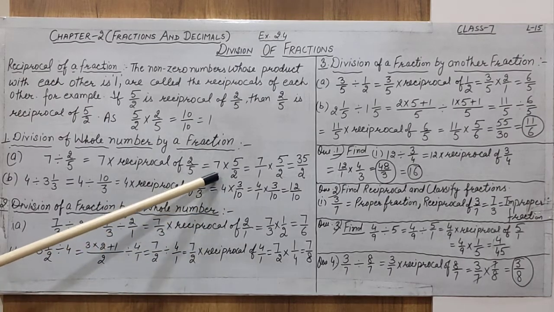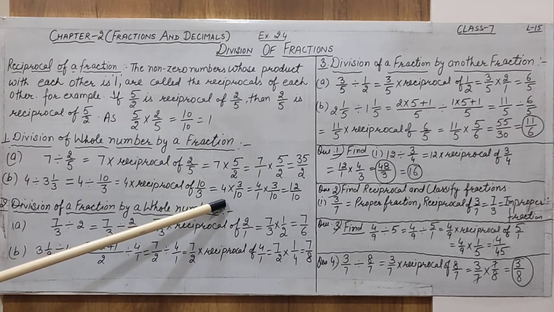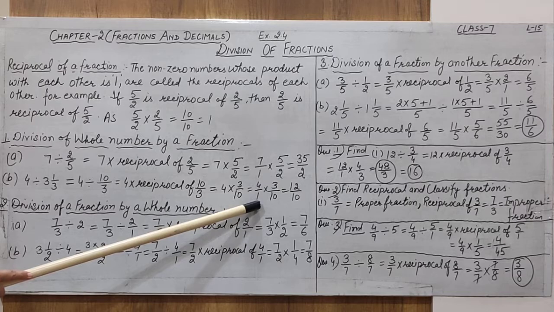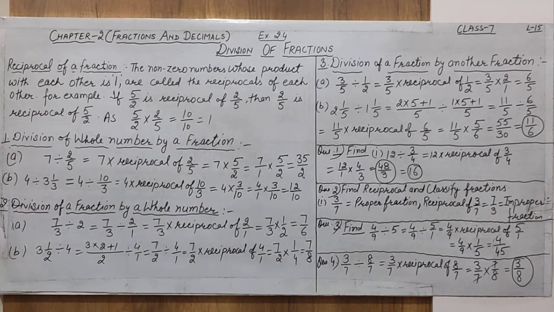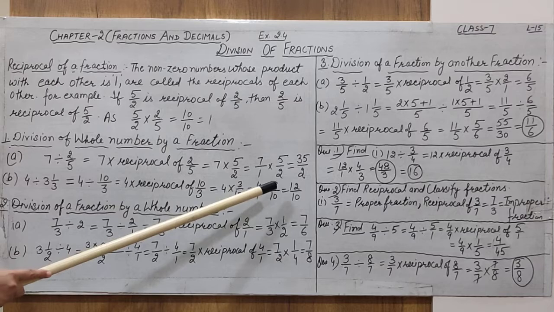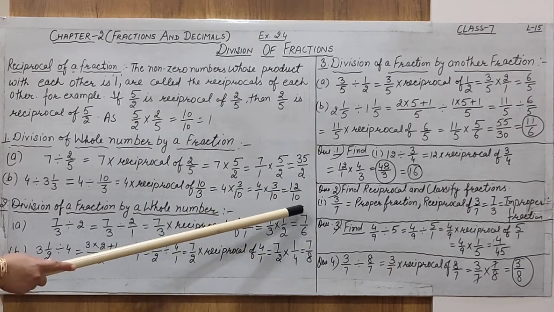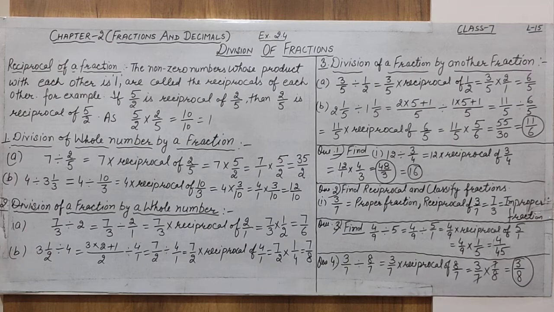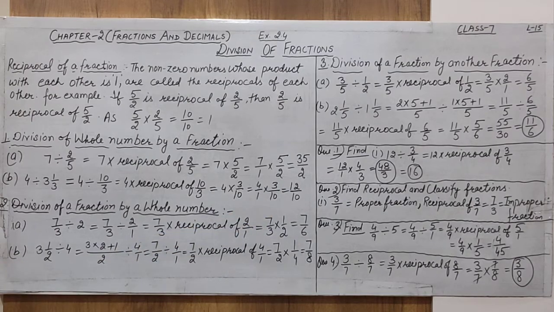Next step, as we have done in this question, the whole number is changed into a fraction with the help of 1. 1 can be placed in the denominator. Now the numerator is multiplied with the numerator when two fractional numbers are multiplied. 3 multiplied by 4 gives us 12 and 1 multiplied with 10 gives us 10. So the overall result of 4 divided by 3 and 1 by 3 is 12 divided by 10.